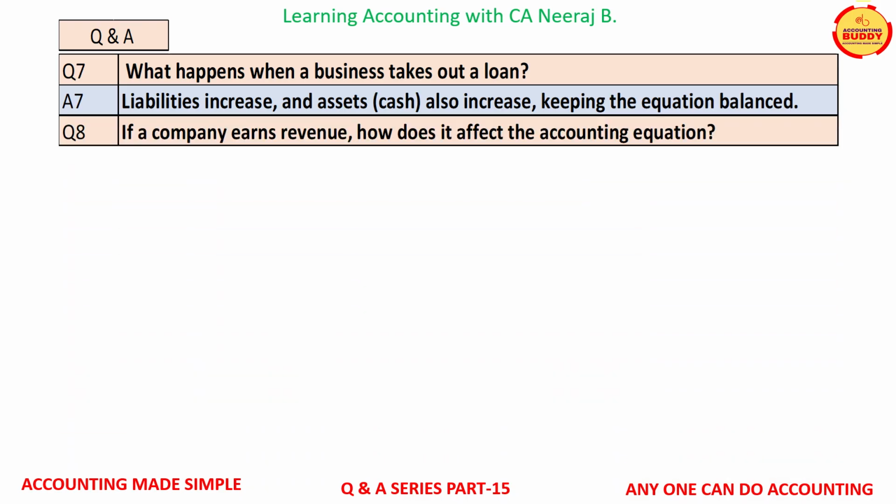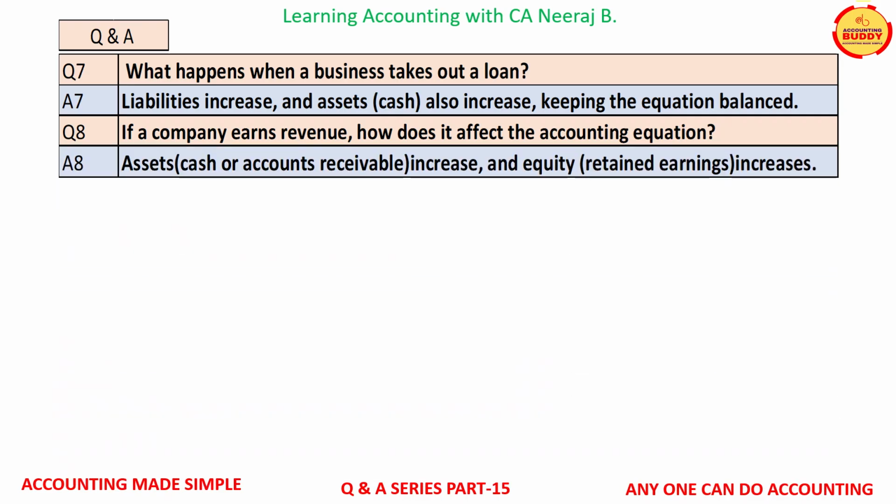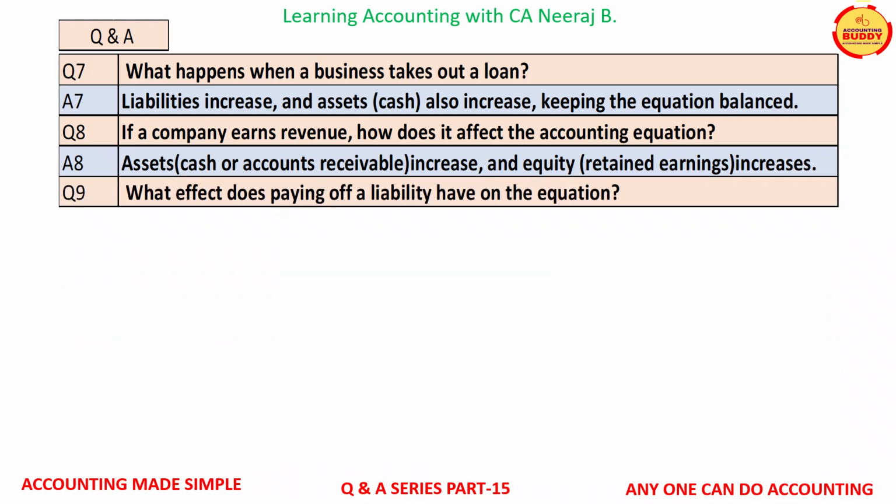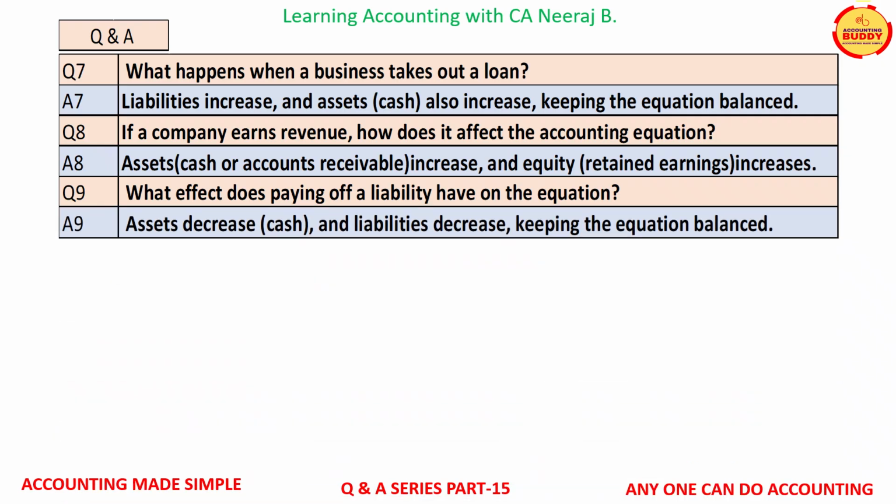Question number 8. If a company earns revenue, how does it affect the accounting equation? The assets increase and the equity also increases. Question number 9. What effects does pay off a liability have on the accounting equation? The answer is assets decrease and the liabilities also decrease, keeping the equation balanced.